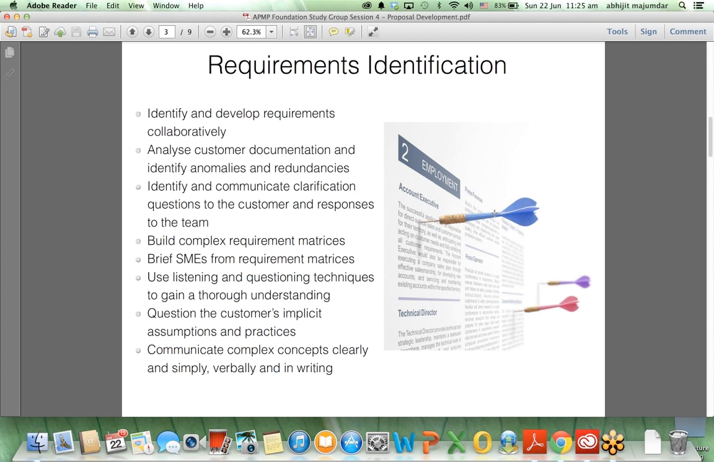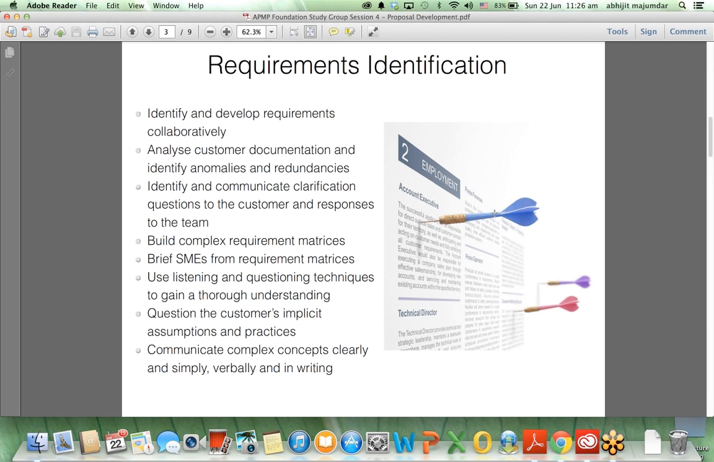Now, in such cases, we need to identify the anomalies, and there will be different types of redundancies. They will be asking the same question again and again in different sections. So it is always better to get a clarification from the customer on such anomalies and redundancies. This is something which the bid manager needs to do. They need to identify which are the clarifications, and if they are not able to specifically point out the anomalies and the redundancies, they should ask the team which is identifying and developing the requirements to do that.